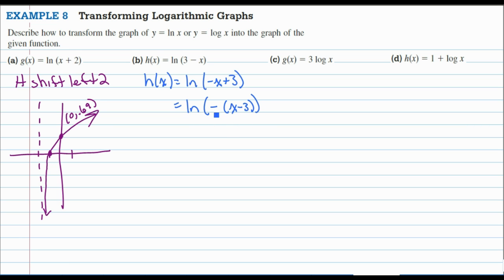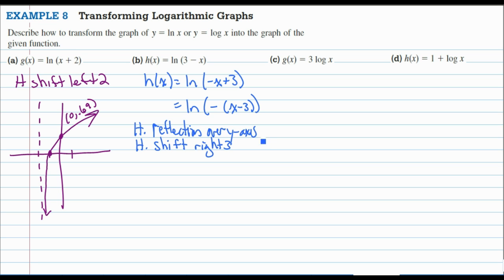Now I can actually see my transformations and interpret them as we have been over chapter 1. First, this is a horizontal reflection over the y-axis. Then we have a horizontal shift right 3.